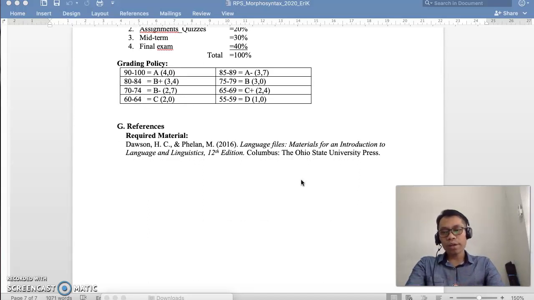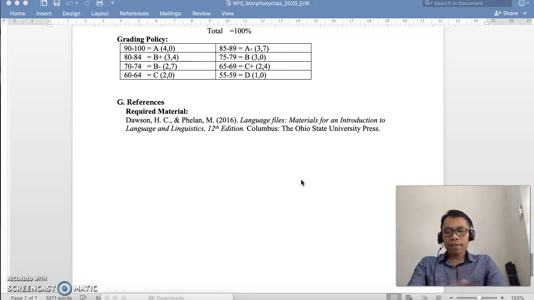There is one required textbook material you have to get a hold of, and fortunately the electronic file has been made available on Google Classroom, and the file is part of this big book titled Language Files, Materials for an Introduction to Language and Linguistics.